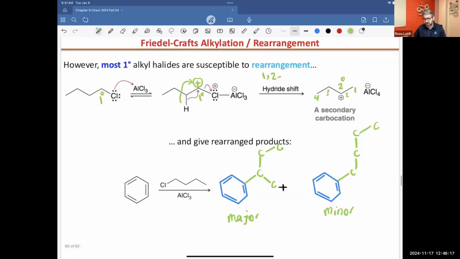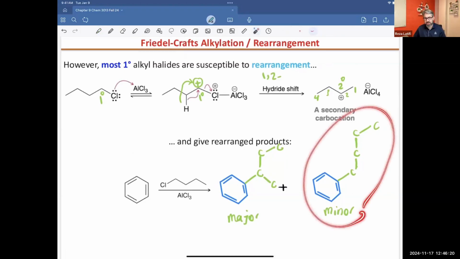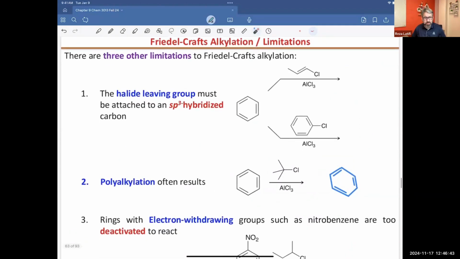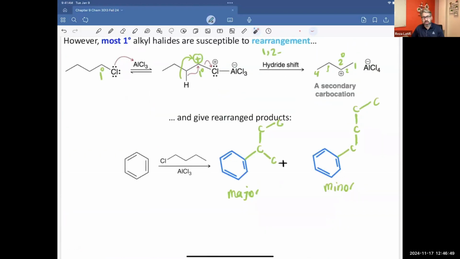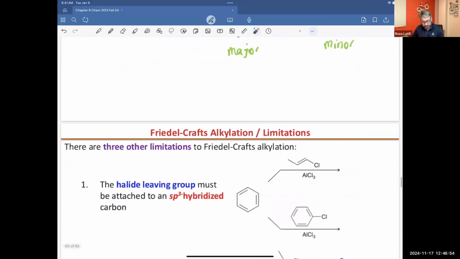But the question is, what if I want this product instead of, for example, this one? In that case, this method does come with limitation, and so the side product will be the major product. So maybe you should switch to a different method instead of simply using a primary alkyl halide. And what's the solution for it? You can use acylation, and I will talk about that one in the next couple of slides.